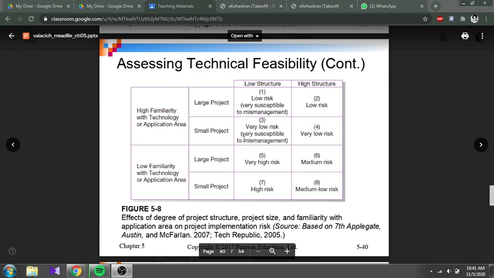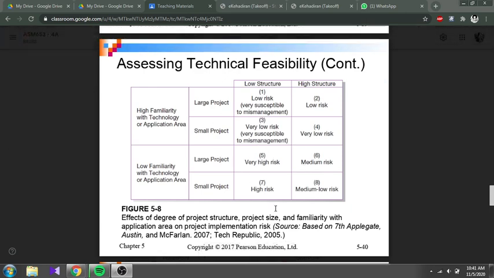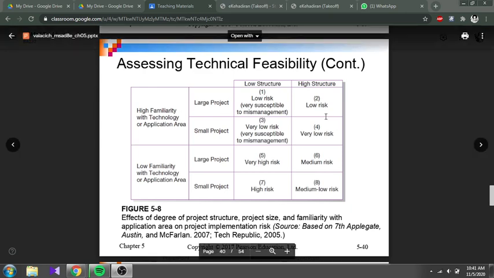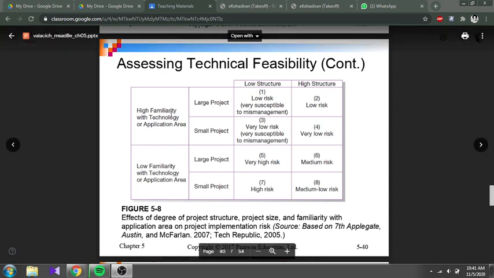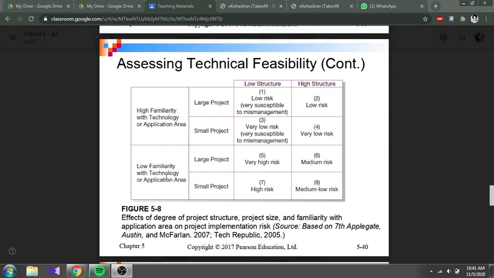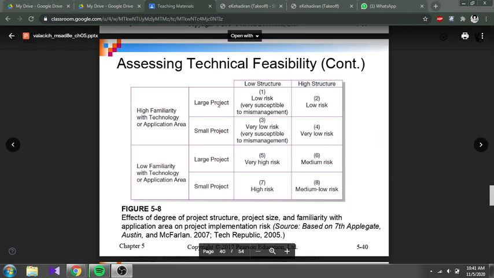Okay, here is the table, which is easier for you to refer to: low structure compared to high structure, and high familiarity and low familiarity. So you can always refer to this one.